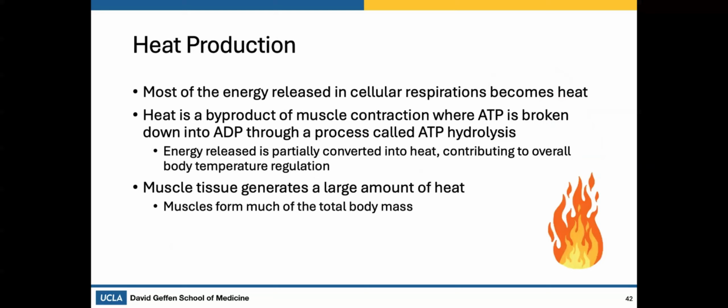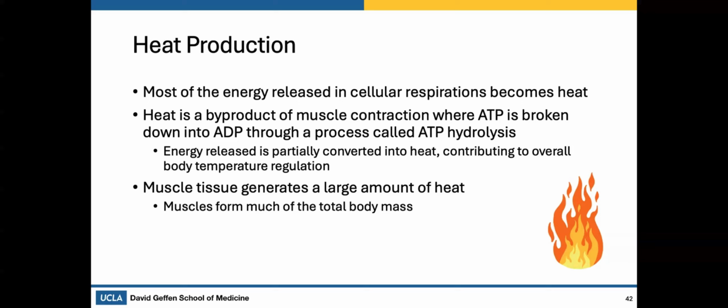Heat production. When a muscle contracts, it produces heat as a byproduct of the chemical reaction where ATP is broken down into ADP, or adenosine diphosphate, and inorganic phosphate, a process called ATP hydrolysis. This energy release is partially converted into heat, which helps contribute to the body's overall temperature regulation.